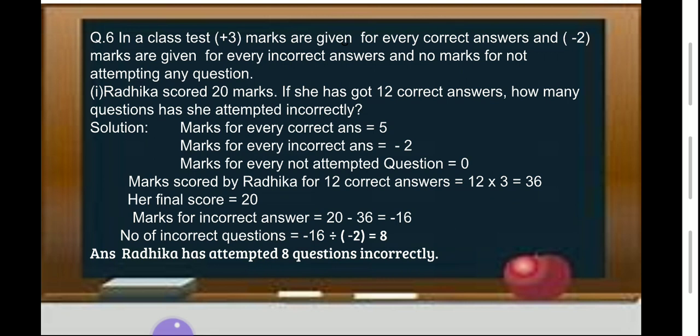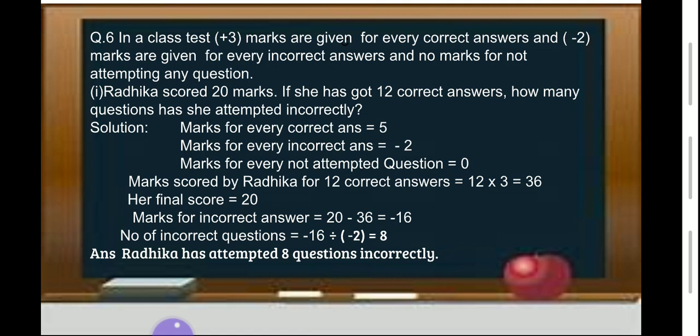Now the next question. In a class test, positive 3 marks are given for every correct answer and negative 2 marks are given for every incorrect answer, and no marks for not attempting any question. Now the first part says Radhika scored 20 marks. If she has 12 correct answers, how many questions has she attempted incorrectly?